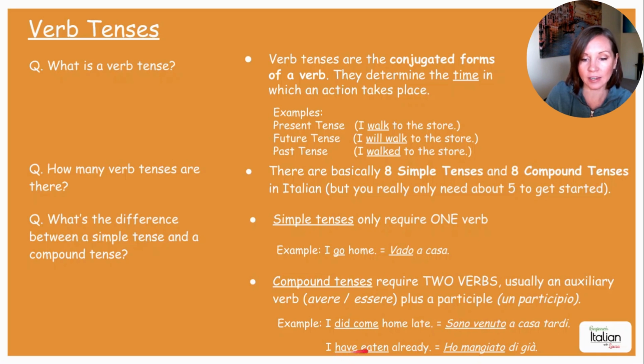Or I have eaten already. So ho, from avere. Ho is a conjugated form of avere in the first person singular. And then mangiato would be the past participle of mangiare. So as you can see, it's a compound because you're putting 2 verbs together.